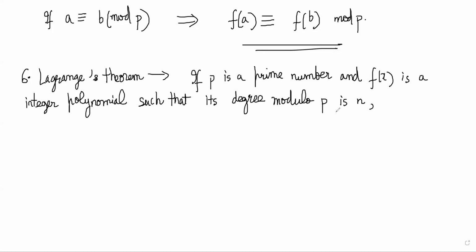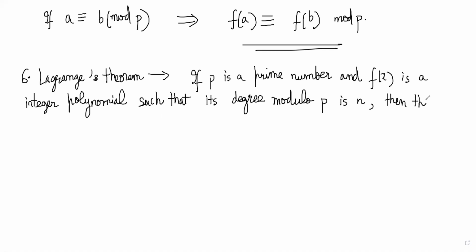So we saw some examples in the previous video where we took multiple polynomials modulo different prime numbers. If all the coefficients of the polynomial are divisible by p, then the degree is undefined. But whichever term has a coefficient which is not divisible by p, the highest degree term like that gives us the degree of the polynomial modulo p. So in this case, we are saying p is a prime number and f(x) is an integer polynomial such that its degree modulo p is n.